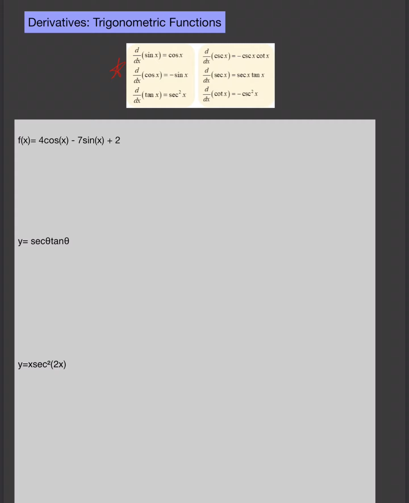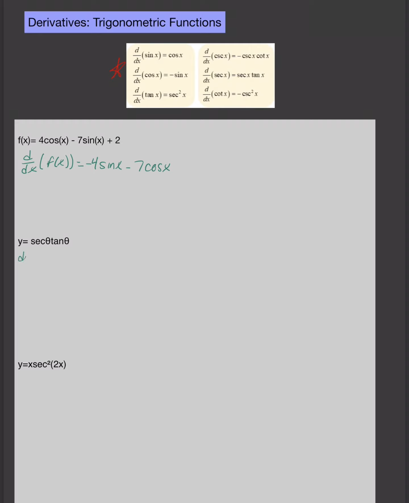So for our first example, the derivative of f of x. We're taking the derivative of 4 cosine x minus 7 sine x plus 2. Our constant stays out in front when we take the derivative, and the derivative of cosine of x is negative sine x, so I put that negative out in front. Minus 7, and now we take the derivative of sine of x, which is cosine of x. And the derivative of plus 2, which is a constant, will be 0.